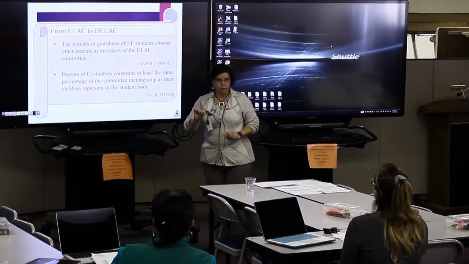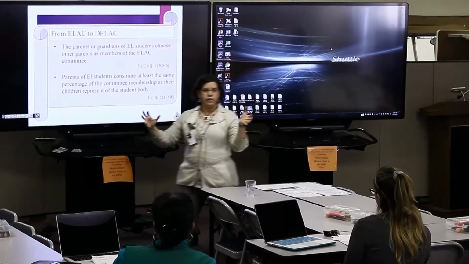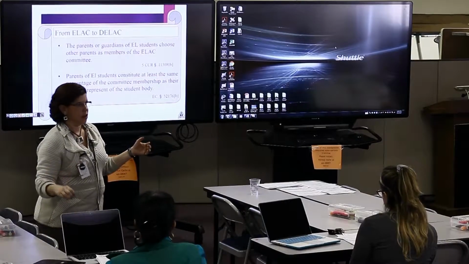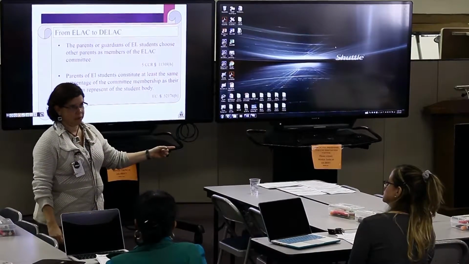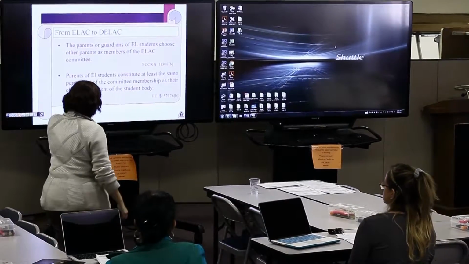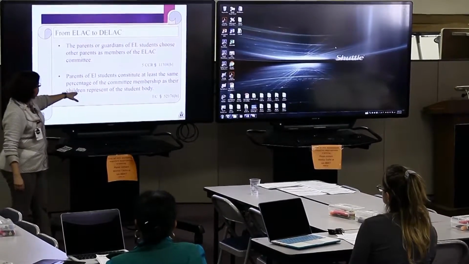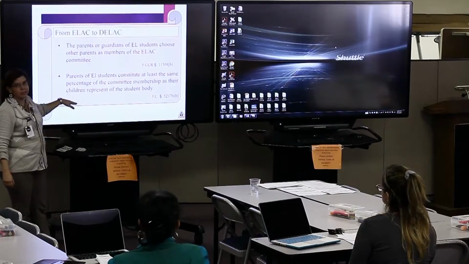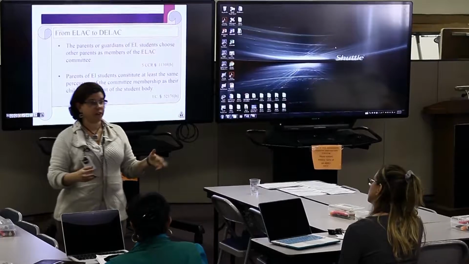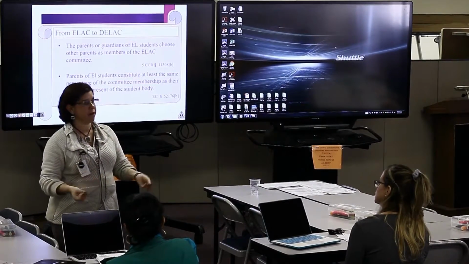Let me back up one more step here. What if we are the only 6 parents of English learners on the ELAC, but there's 20 non-parents of English learners on the ELAC? Now we have a problem. The parents of English learners constitute at least the same percentage of the committee membership as their children of the student body. So if at our school, 50% of our kids are English learners, at least 50% of the ELAC must be parents of English learners.